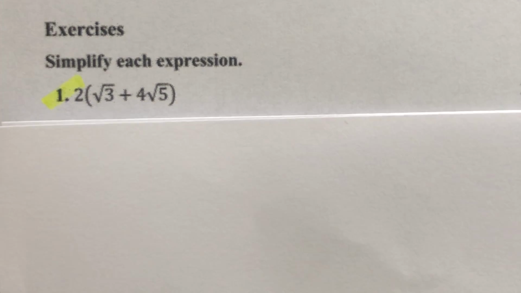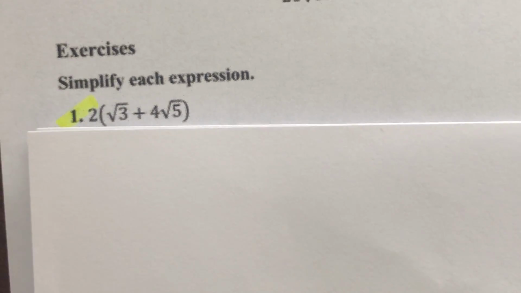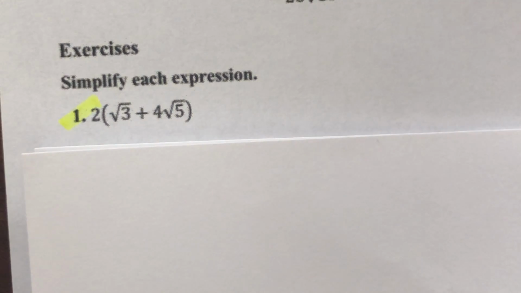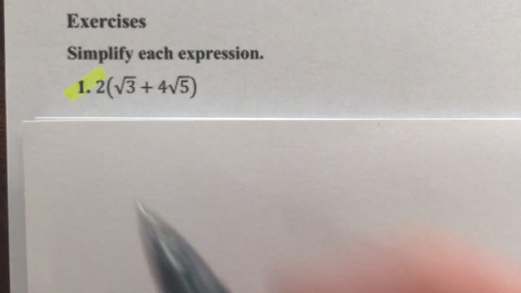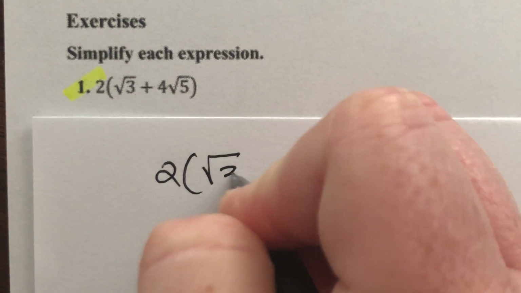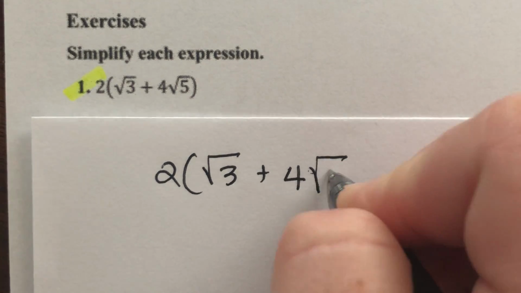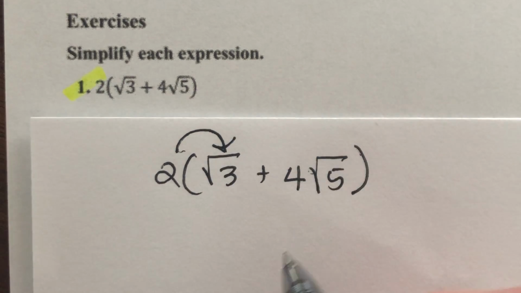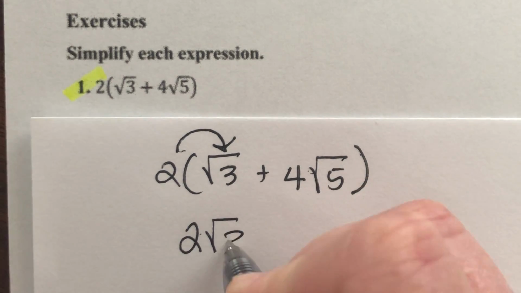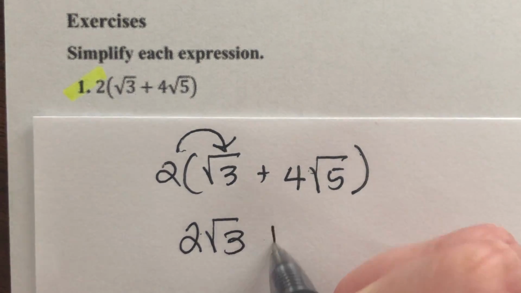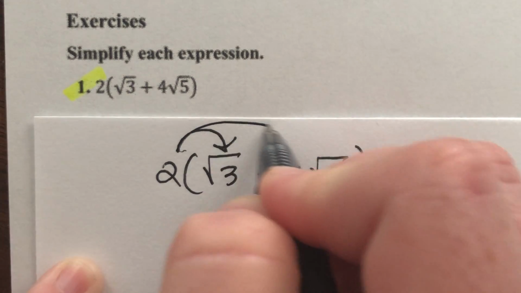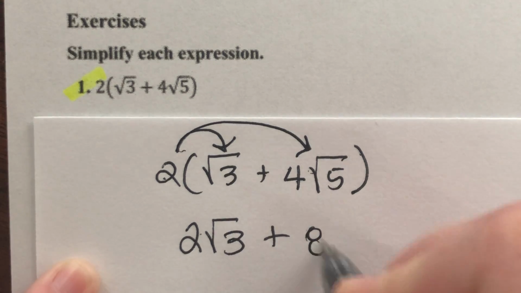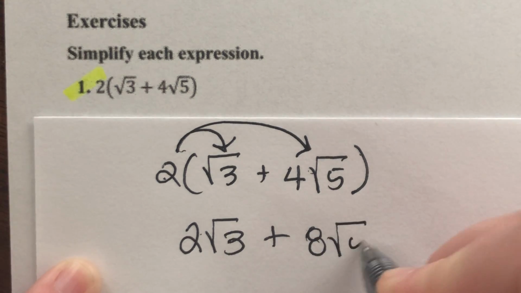For the first 2 here, all we're doing is distributing. So number 1, I'm just distributing that 2. I don't have much room, so I have a separate sheet of paper to show my work. 2 times the quantity square root of 3 plus 4 square root of 5. I'm going to distribute this 2 times the first term, 2 square root of 3, bring down my sign, and multiply 2 times the second term. So 2 times 4 is 8, and then I have that square root of 5 behind it.